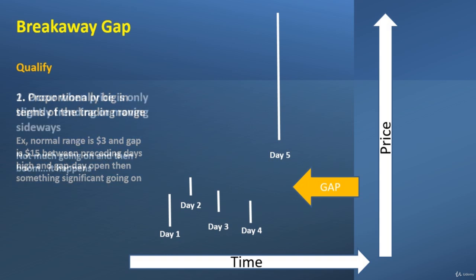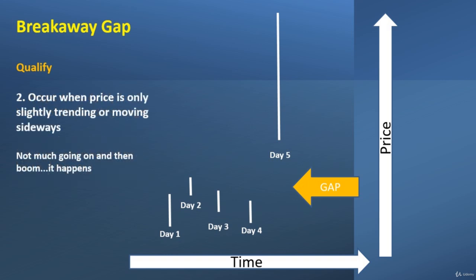And then also, to really identify a breakaway gap, it occurs when price is only slightly trending or moving sideways. There's not much going on, and then boom, it happens. It's not like there's some big massive trend and you have a little breakaway gap, but it's already part of a massive trend. That's not a true breakaway gap. That's something else we're going to learn about. But if you look at this example, you can see where prices are at day 1, and in days 2, 3, and 4, they're up, they're down, there's no significant trend, it's kind of moving sideways, and then there's a big leap up. If anything, you might have said between days 2 and 4 there might have been a little bit of a downtrend, and then all of a sudden, boom, there's a big gap upwards to day 5. Something had caused that.